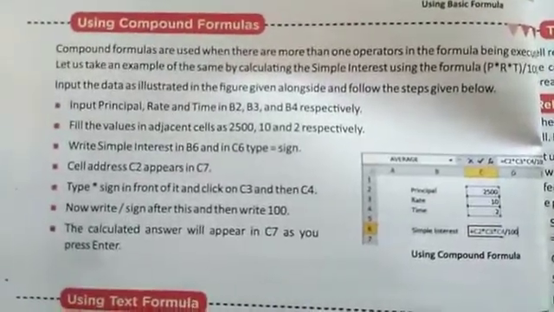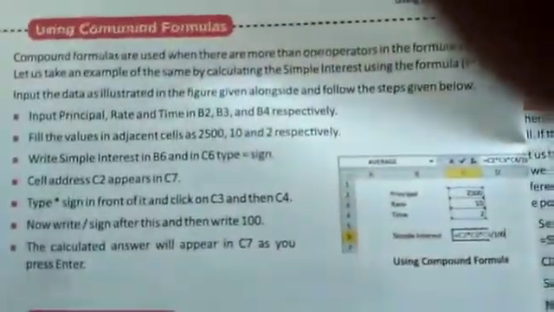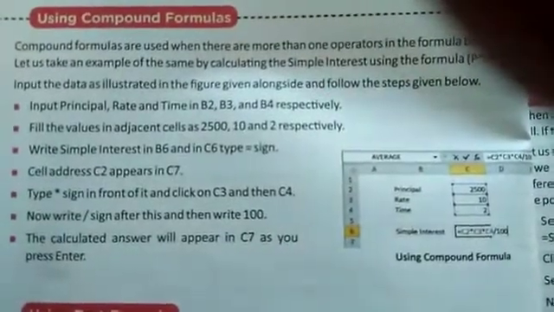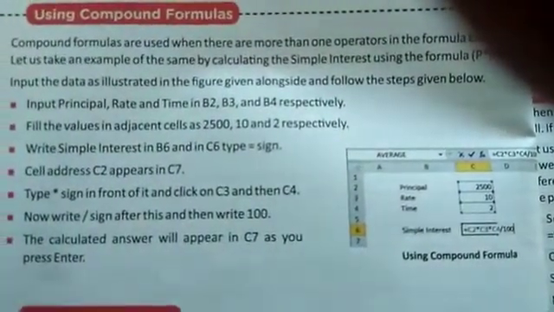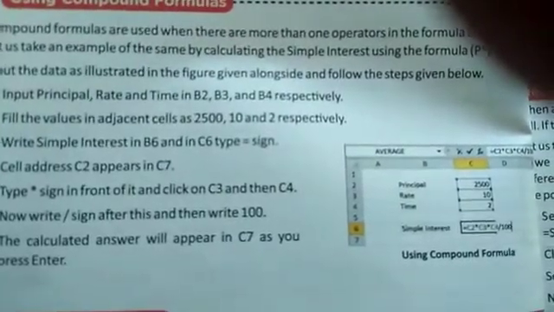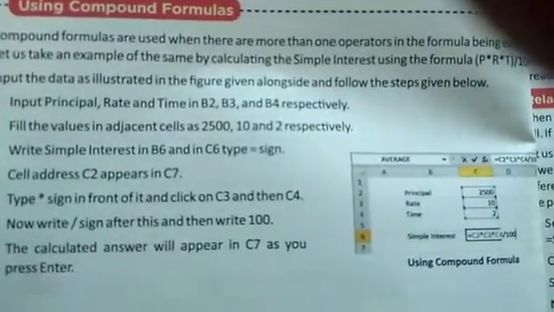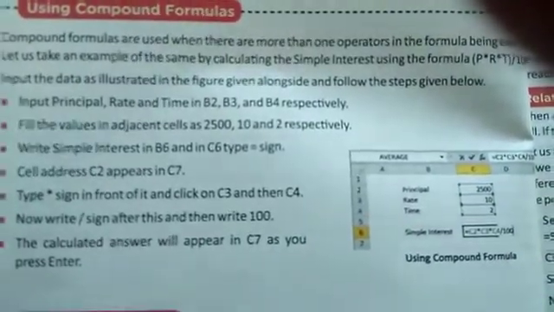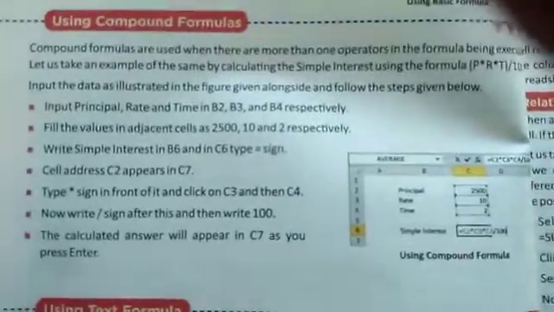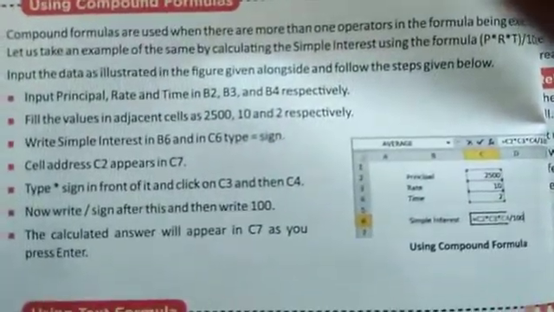When you click, the cell address C2 appears in C7. Type the multiply sign in front of it and click on C3 and C4. Now type the divide sign and write 100. The calculated answer will appear in C7 when you press the Enter key. Simply, the formula is principal multiply rate multiply time divided by 100. So this formula is used and the answer will be displayed in C7.